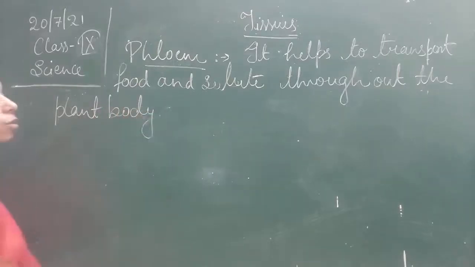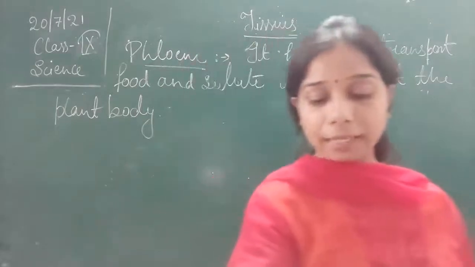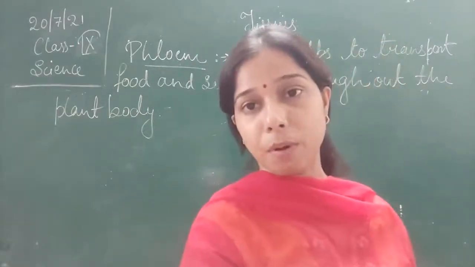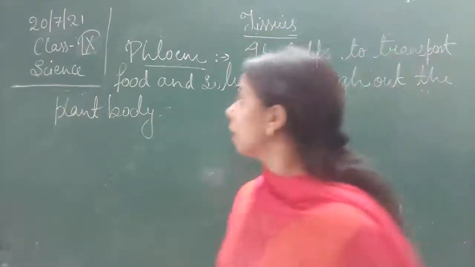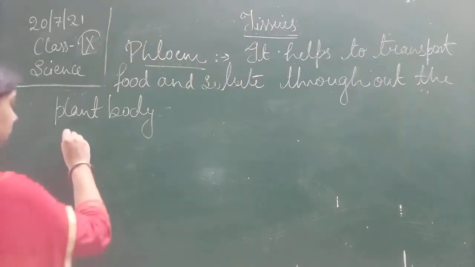So its role is that the food which is now prepared in the leaves is to be carried to the different parts with the help of the phloem, students. Now this will be carried by the different phloem elements. So phloem consists of 4 different types of elements.